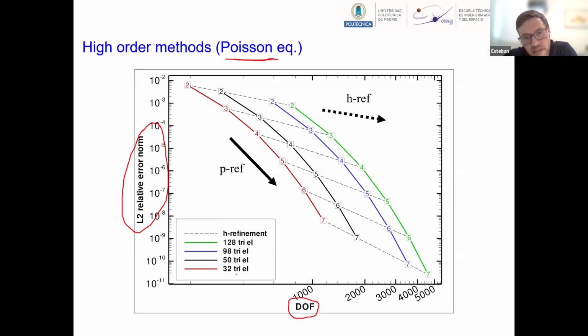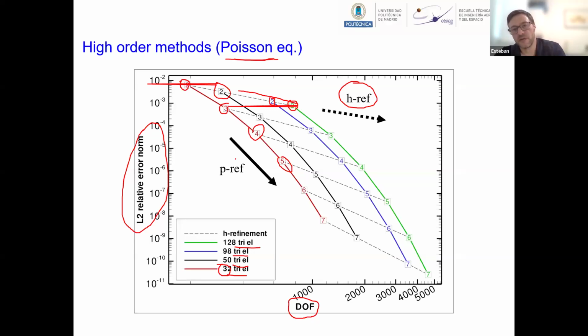So what we see here is that the colors are different meshes with different numbers of triangles, and the boxes mean the polynomial order used in each of the simulations. So what we do is H refinement. We increase the number of triangles only. We fix the polynomial. The error only algebraically decreases very slowly, as you can see here. However, if you fix the mesh to 32 triangles and increase the polynomial, 2, 3, 4, 5, the error decreases very fast, right? It's what we call exponential convergence.